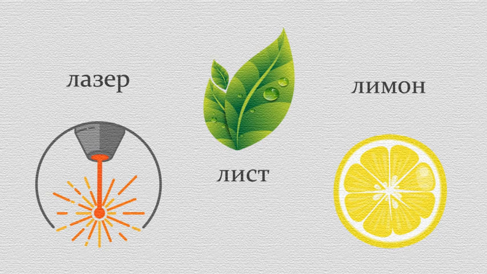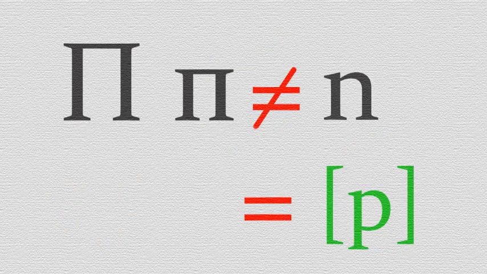And our examples are лазер, лист, лимон.